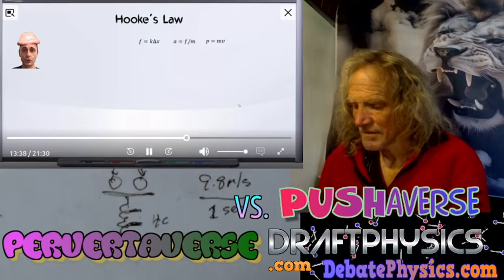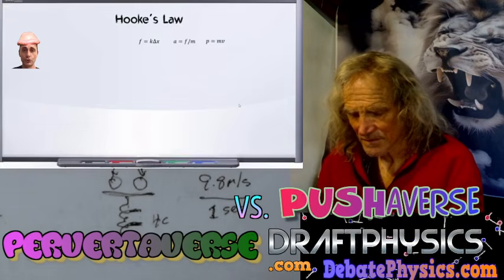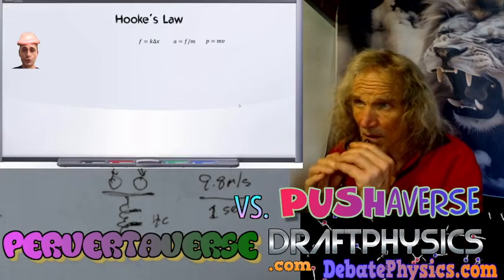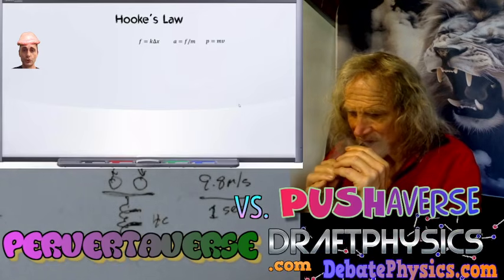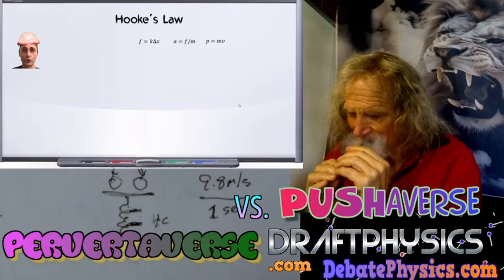Let's look at this from a different perspective. I would like to calculate how much momentum is stored in the spring. Because remember, the whole question we started with was whether a spring stores energy or stores momentum. If the spring stores momentum, how much momentum is that?